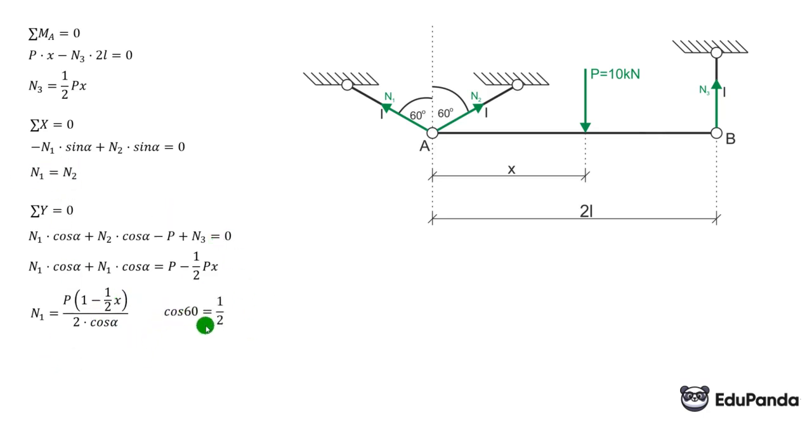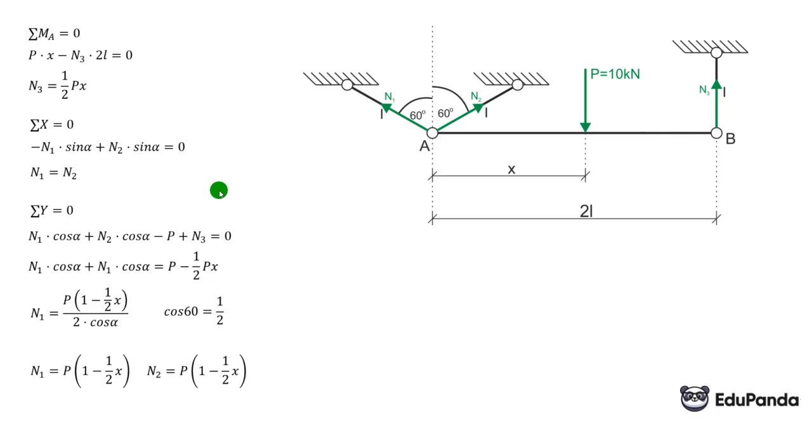In the denominator, we get 1, so N1 equals P times (1 minus 1/2 x), and N1 equals N2. So N2 equals the same amount. Therefore, we have N1, N2, and N3 calculated. So we can move on to the geometric condition. I will return to this slide.